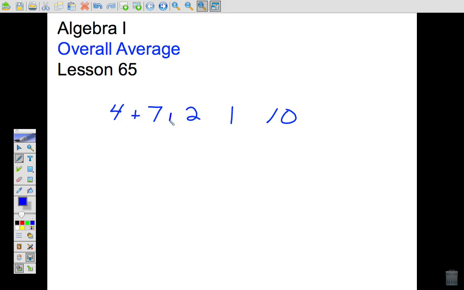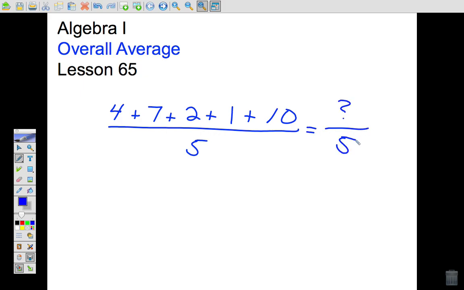Well, we add up the points, and we're going to find the average points scored by each of the players. And you divide that by how many players or how many objects or whatever you're talking about there were. And here there were 5 players. You add these up, you get a certain total, and you're going to divide that by 5. Now that's what we've done with the averages so far.